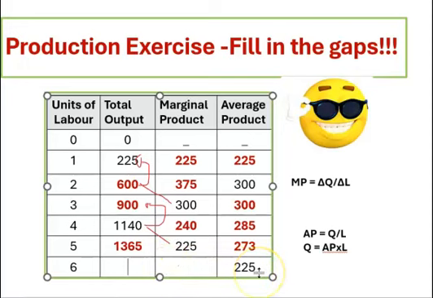And at labor 6, we're given 225. To get total output, remember it's average product times labor, 225 times 6, it gives us 1350. And the marginal product is 1350 less 1365 divided by a change in labor, which is 1. 1350 less 1365 is negative 15.